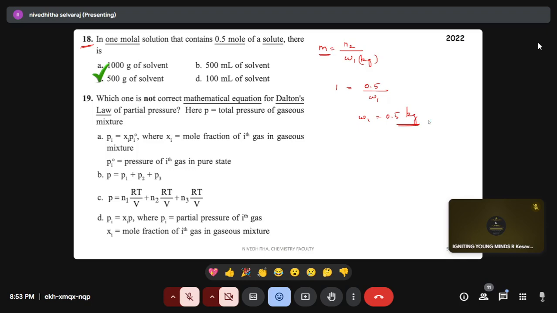Yes, Anantha Maharaj, you're about to tell me something. I think option D. Okay. We'll see. Any other answer? What's the full form of P, ma'am? In D, this is total pressure. Okay.